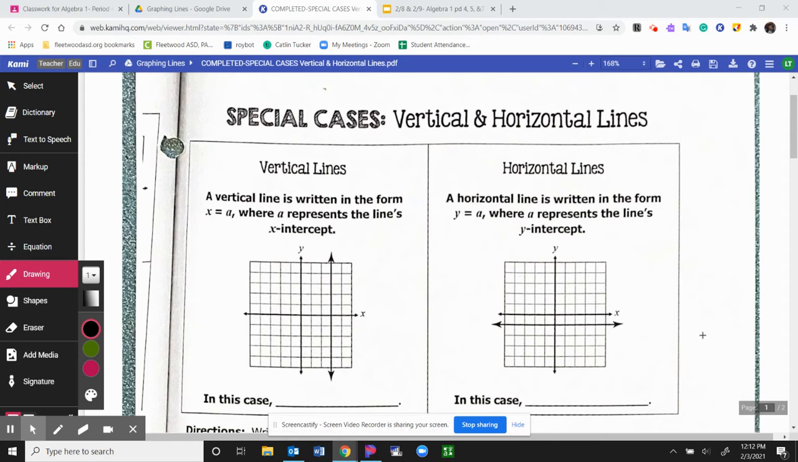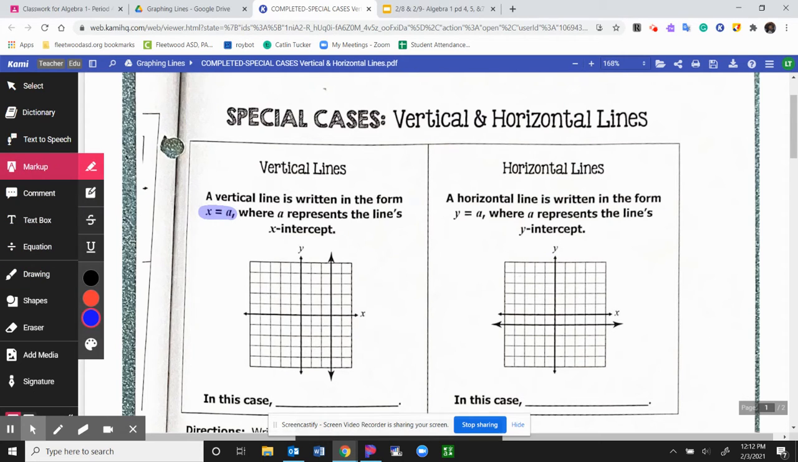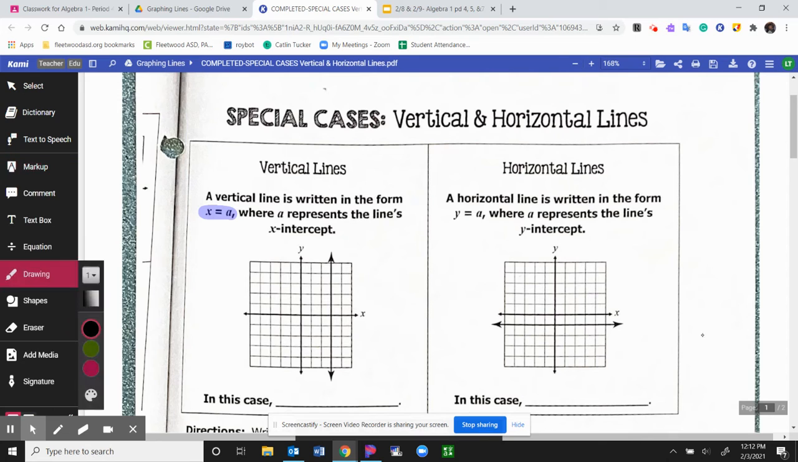So we have here vertical lines. It says here that with a vertical line, it's going to be x equals a. This a here is going to be a number wherever your line crosses your x-axis, that's going to be the number that goes in here. If we look here on our graph, this line goes through the x-axis at 1, 2, at 3. So that means that this equation would be x equals 3.